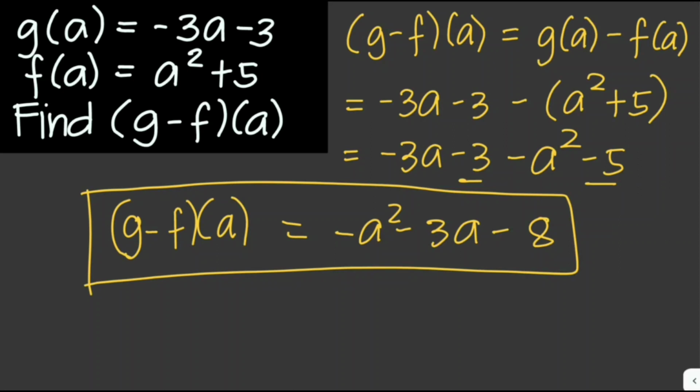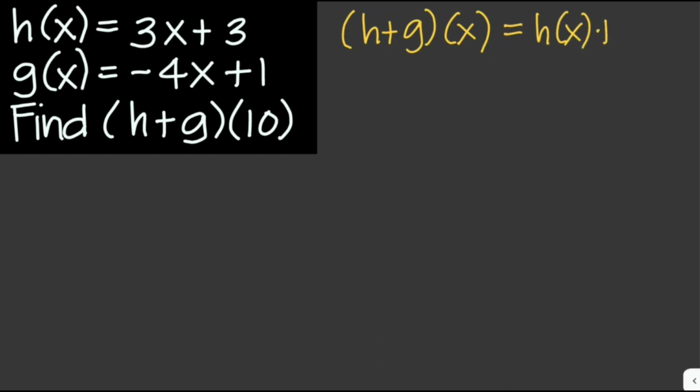Okay, let's solve more problems. Okay, we're given here two functions h of x and g of x, where h of x is equal to 3x plus 3 and g of x is equal to negative 4x plus 1. We just have to find h plus g of 10. But we need to solve h plus g of x first. So this is just equivalent to h of x plus g of x.